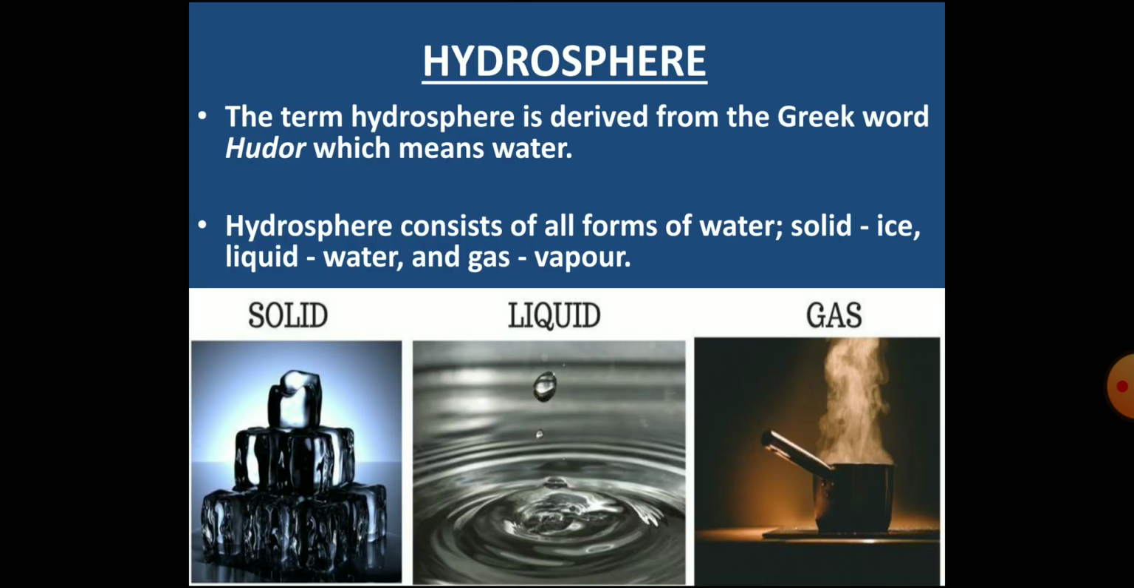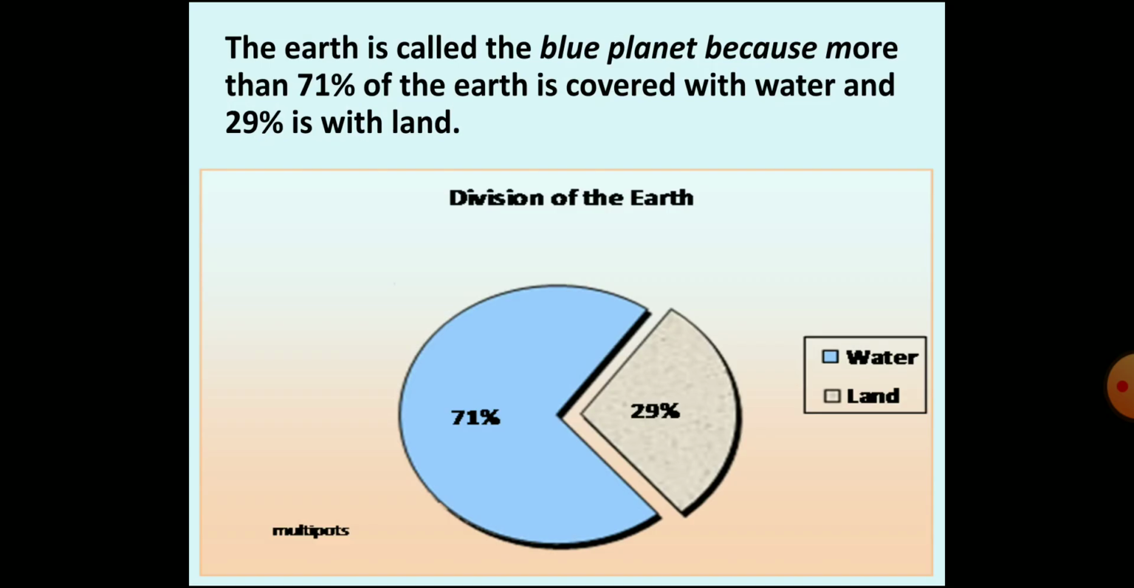Let's begin with hydrosphere. This word hydrosphere is derived from the Greek word hudor, which means water. Hydrosphere refers to that part of the earth that is covered with water. It includes water in all three forms: solid, that is ice; liquid, that is water; and gas, that is water vapor. Water is found as ice sheets in glaciers, as running or flowing water in oceans, rivers, lakes, ponds, and underground streams, and as water vapor in the atmosphere. All these forms together make the hydrosphere.